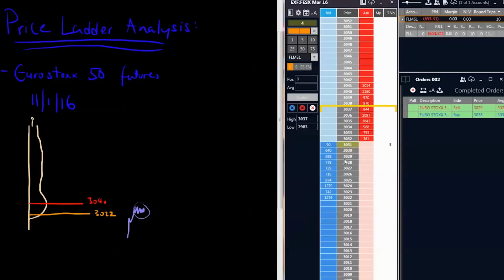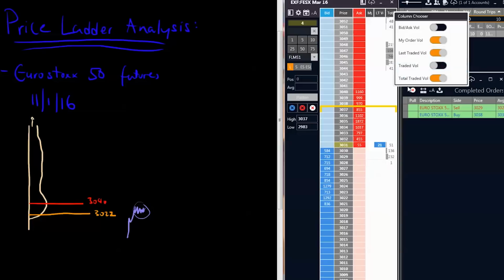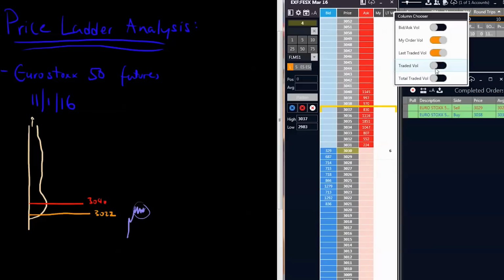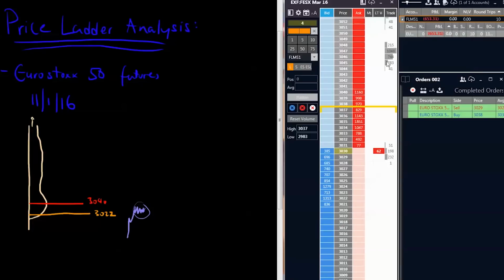So as you can see, we are trading. Let me just open that up. Okay, for some reason I've already got a little bit of the volume from the last time we traded this, but in any case, let's just try not to pay attention too much to that. We've got the total traded volume here on the right hand side, the last traded volume.